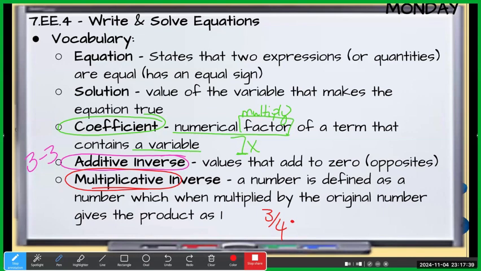I get 1 when my numerator and my denominator are the same. So if I already got 3 up top and a 4 on the bottom, I need to multiply by the reciprocal. What's 3 times 4? 12 over 12? So the multiplicative inverse: multiply by the reciprocal to get 1.